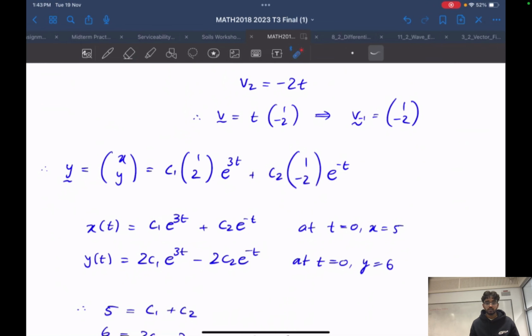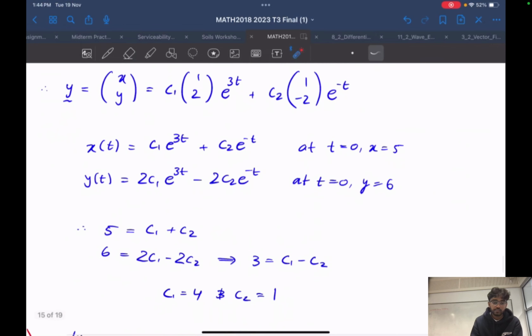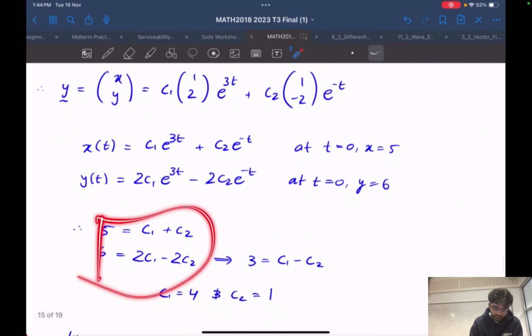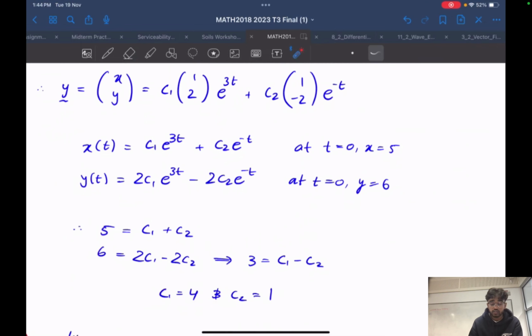So we pretty much come to the final answer, except we don't know what C1 is and we don't know what C2 is. To find them, we're going to need to use our initial values. They've given us that at t equals 0, x is equal to 5, and at t equals 0, y is equal to 6. So I've set up some simultaneous equations over here, and you end up with C1 equal to 4 and C2 equal to 1.